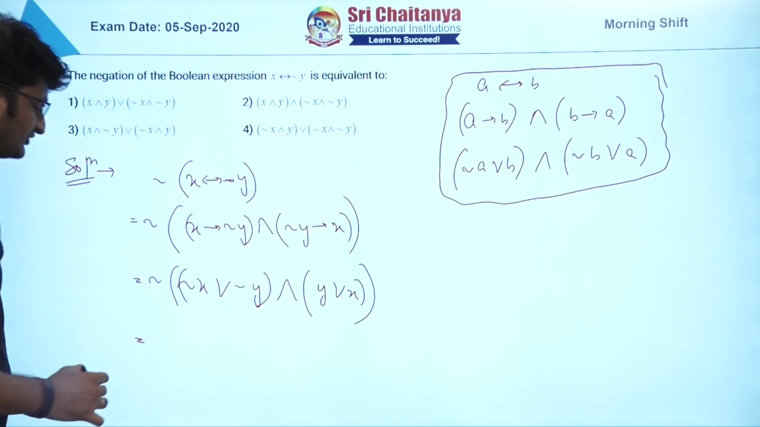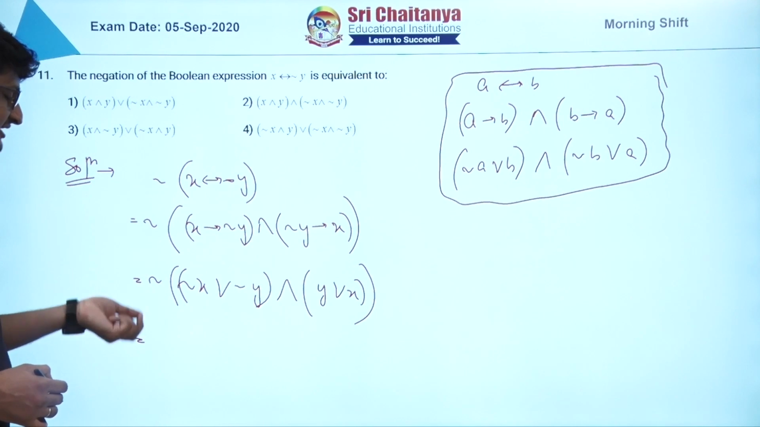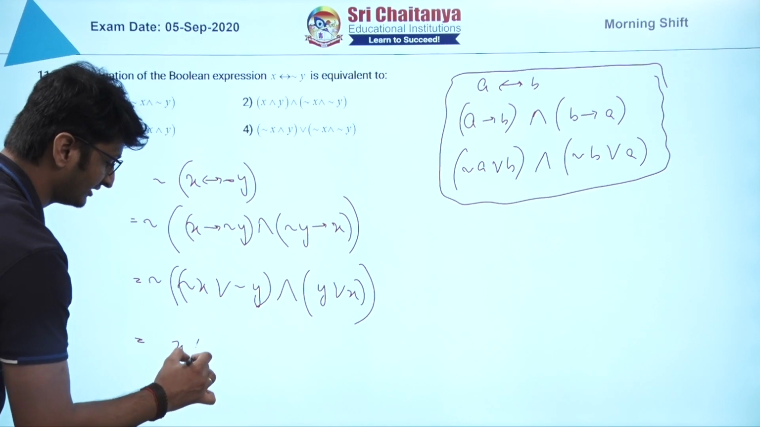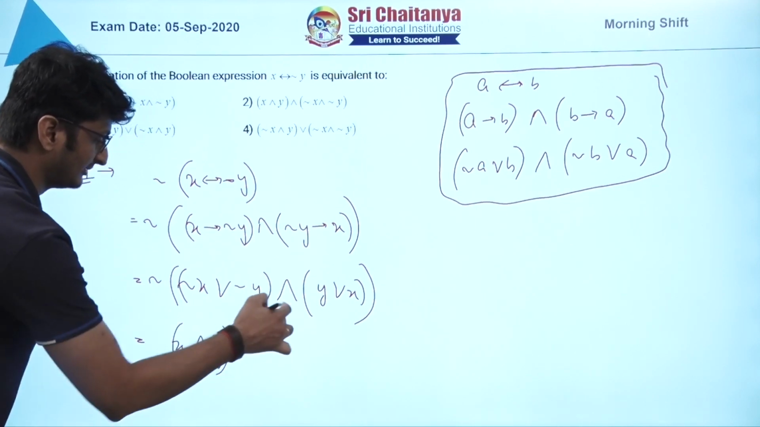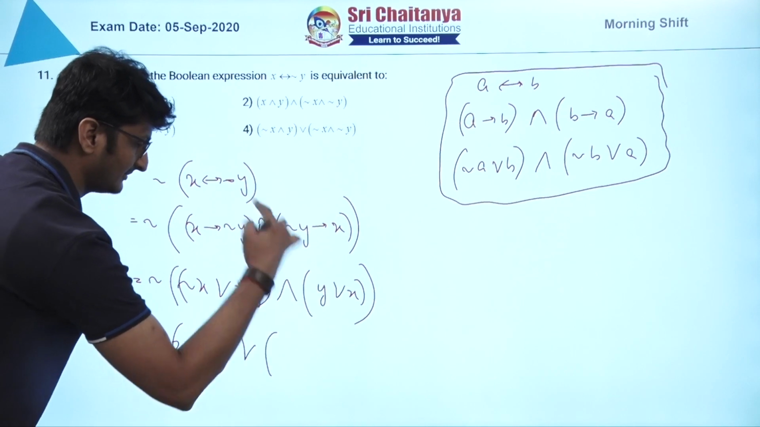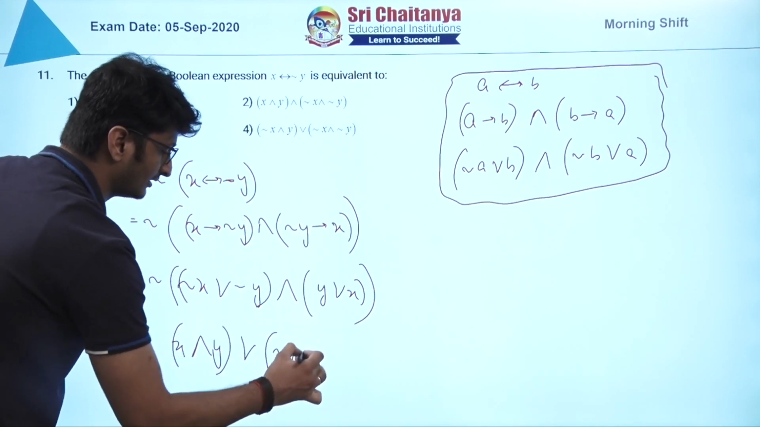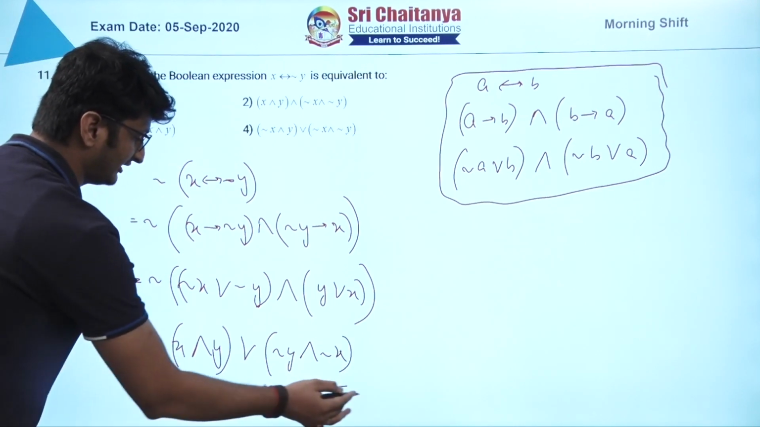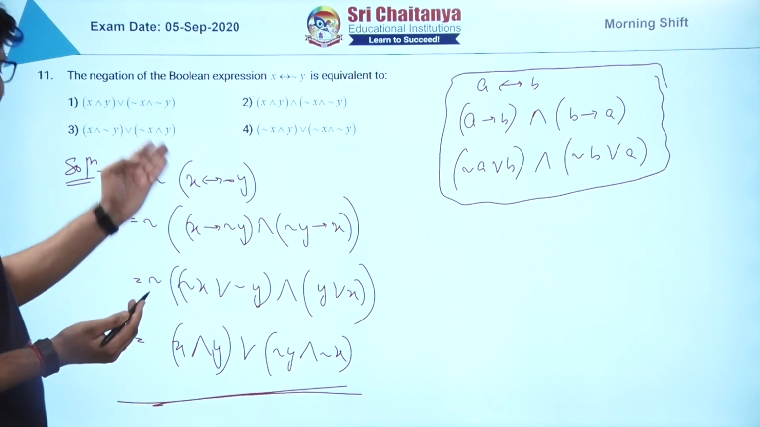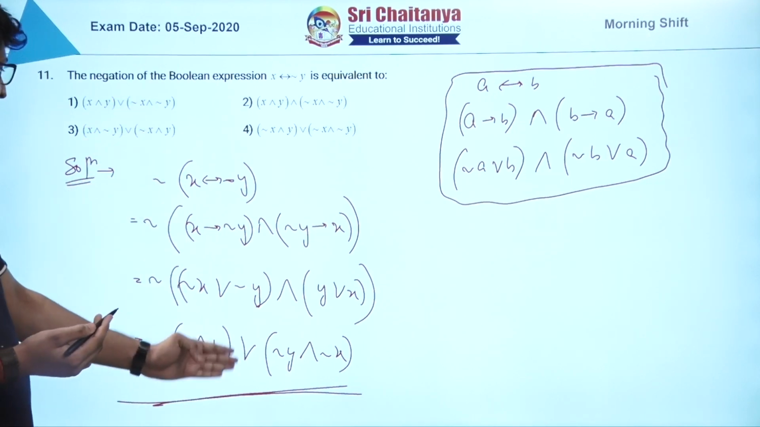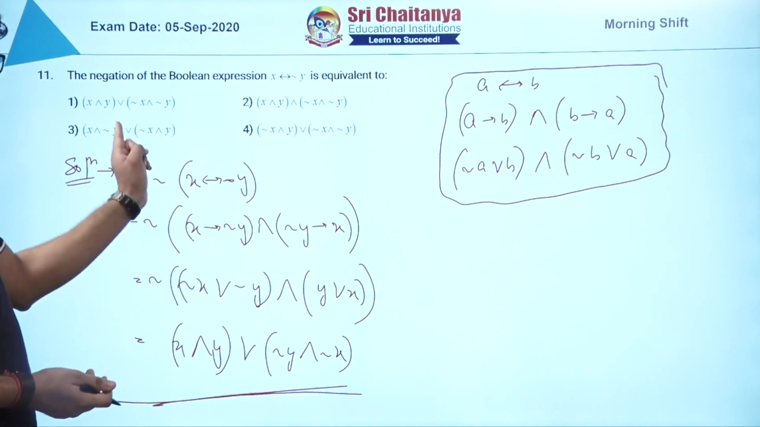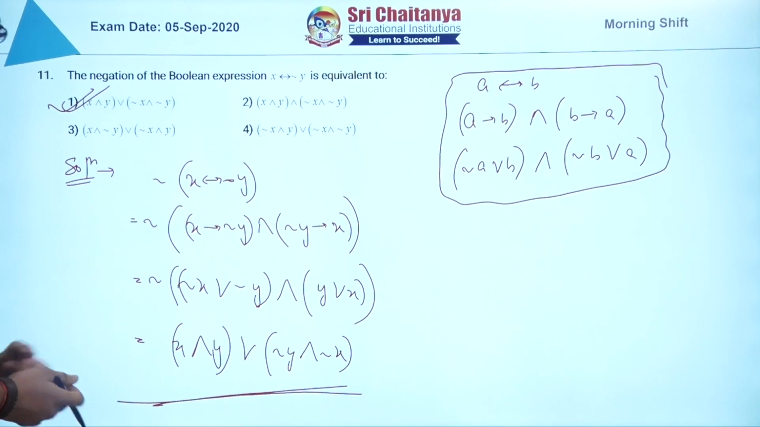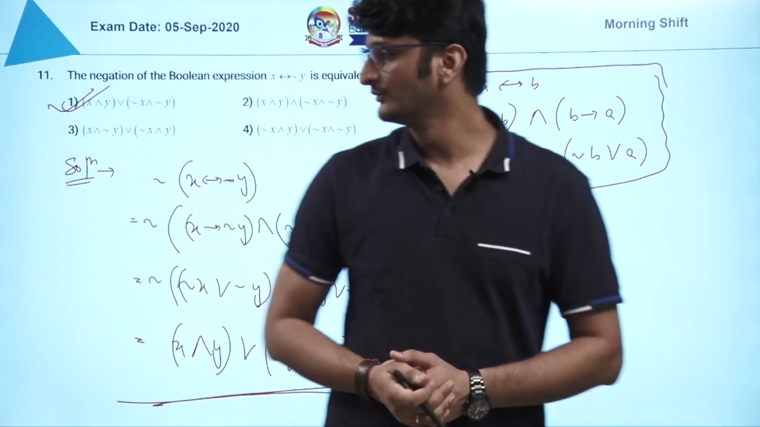In the next step, suppose I am sending the negation inside the bracket, what will you get? So union will become intersection, this will become union, this will become again intersection. Correct. Let us see whether this option is given in the options or not. If you compare, option number 1 itself is the correct one. Check it out everyone please. Let us move to the next question.